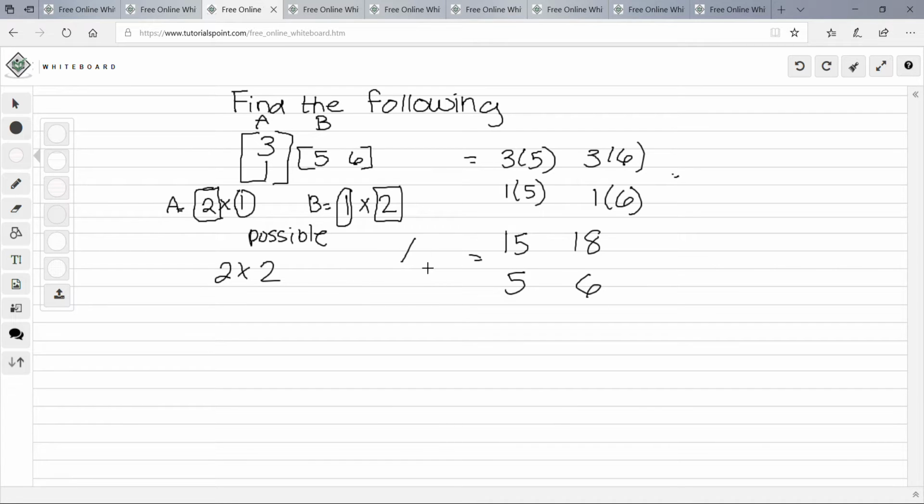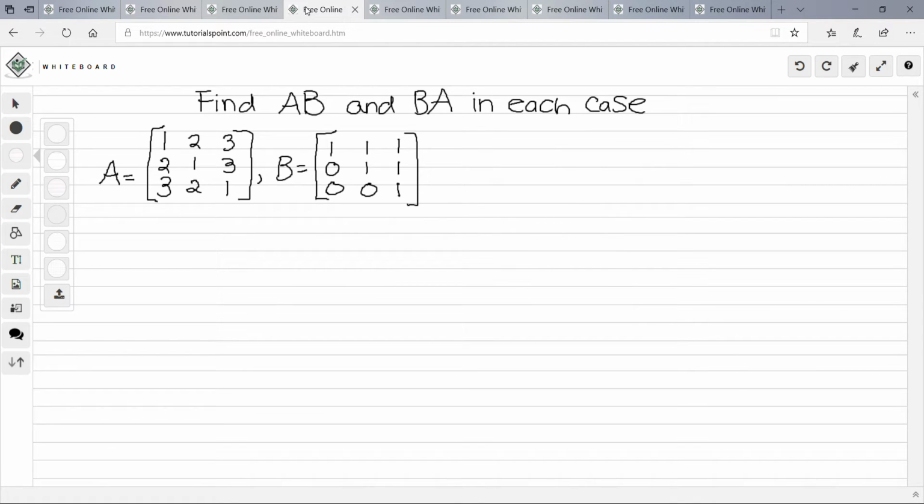So matrix AB is this matrix. We know it's a 2 by 2, and can you see we're multiplying this 3 by this whole row 5, 6? So I'm multiplying 3 by 5, and then 3 times 6, and then our second row is going to be 1 times 5, and then 1 times 6. Okay. So it says find AB and BA in each case.